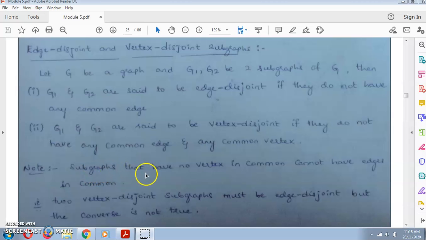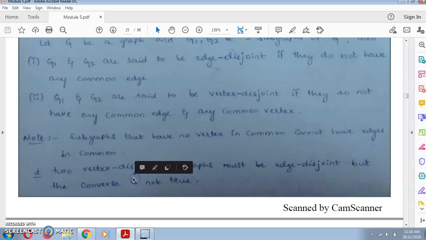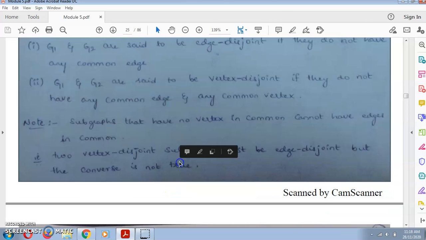Note: subgraphs that have no vertex in common cannot have an edge in common. So these are some of the points to be remembered while dealing with edge disjoint and vertex disjoint. Two vertex disjoint subgraphs must be edge disjoint, but the converse is not true.